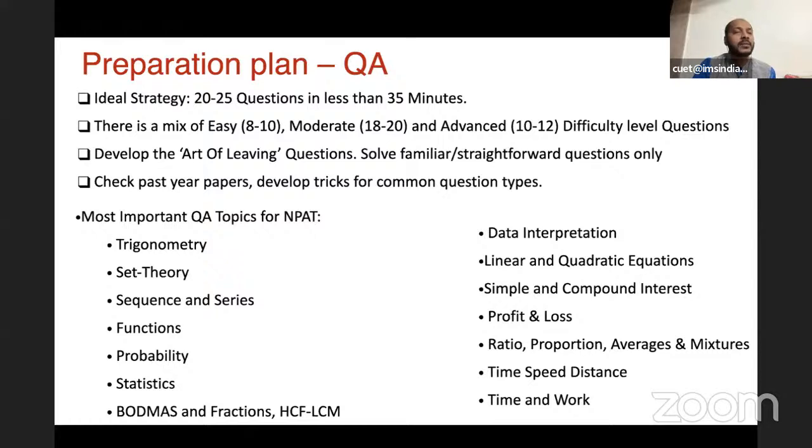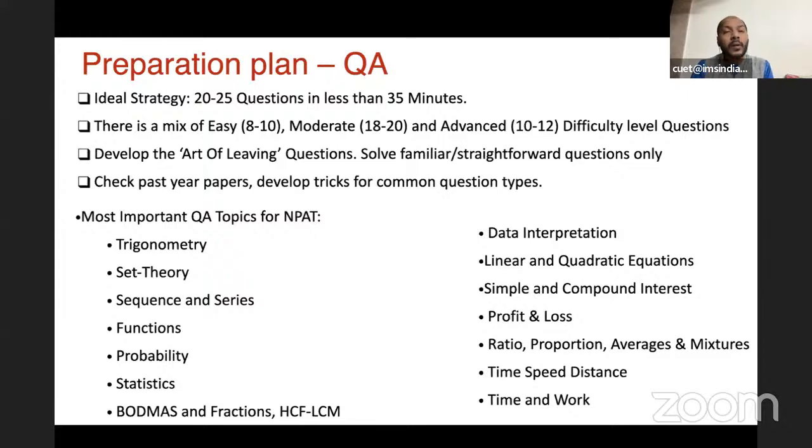The ideal strategy for QA is that you solve 20 to 25 questions, and even then you can clear the NPAT exam in 30-35 minutes. So 20 to 25 questions of QA in 30 to 35 minutes, which means if there are 12 questions of data interpretation and you are able to solve 4 or 8 and leave the difficult ones, you would be in line with your ideal strategy. Okay, and there are 12 questions of data interpretation.